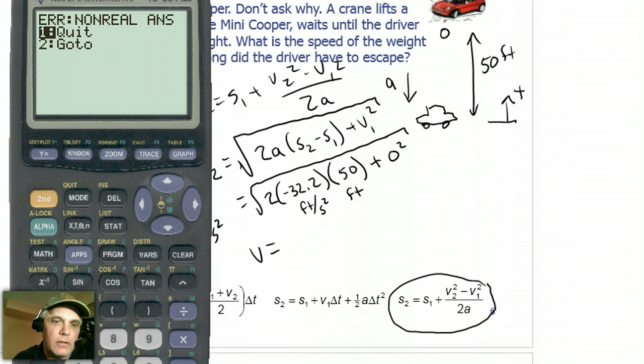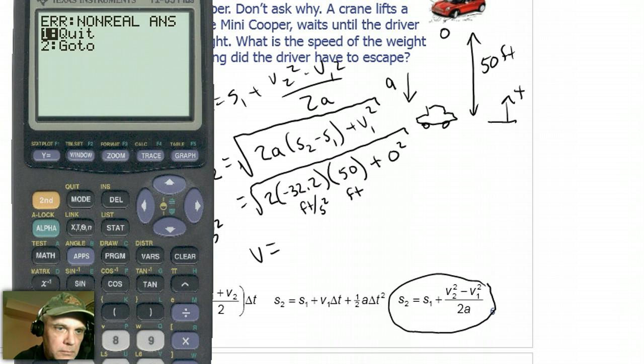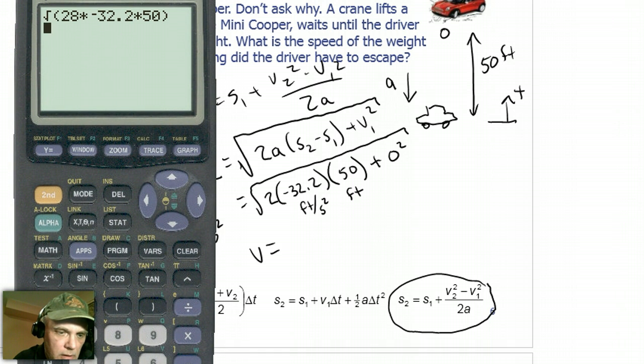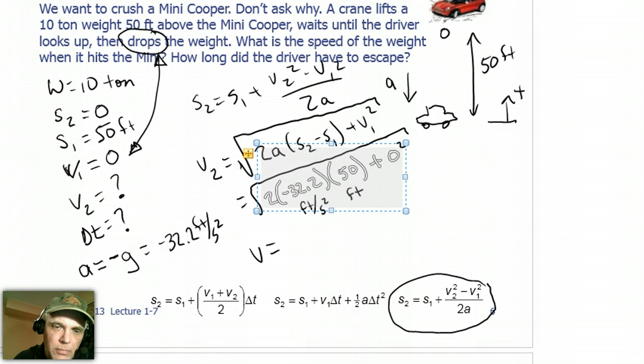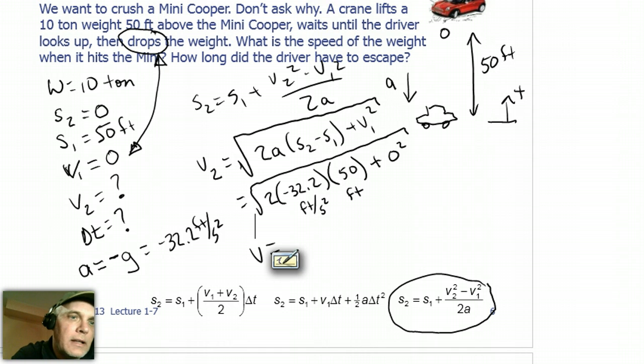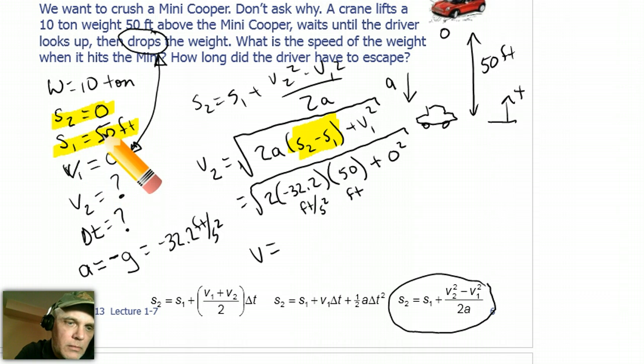Non-real answer. You can't take the square root of a negative number. I just hit second enter to recall the equation. Let me go back over and explain why that is. That is because this has S2 minus S1. We said S2 was 0, and S1 was 50. This is a really common mistake.